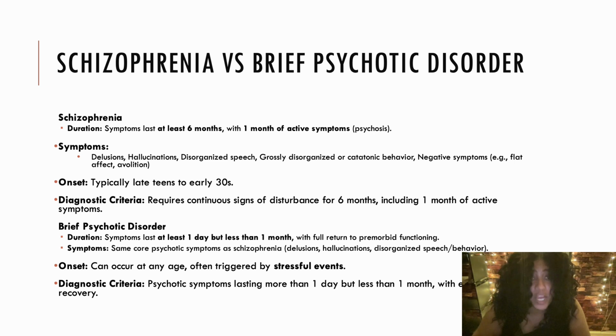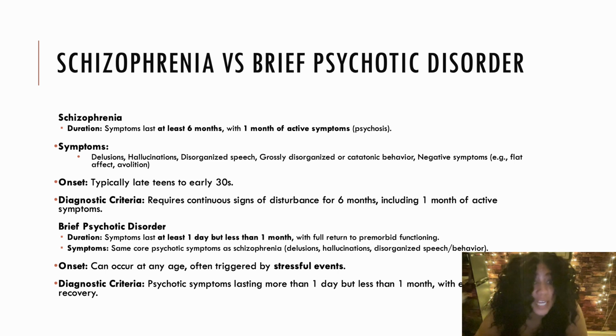Now, schizophrenia versus brief psychotic disorder. Simple and easy, because the major difference between these two is the duration. Schizophrenia: symptoms for 6 months, with 1 month of the symptoms being active. That's the psychosis, right? That's the delusions, hallucinations, disorganized speech, grossly disorganized or catatonic behavior, negative symptoms, the flat affect. Those are the symptoms for schizophrenia. At least 6 months, 1 month with active symptoms, right?